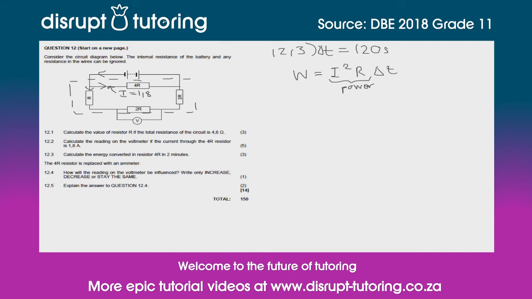Okay, so we know the current going through that 4R resistor. We were given it's 1.8 amps, so we can just sub that straight in. We know the resistance is 4 times R, which is 2, so that would be 8. And we know that the change in time is 120 seconds. So that gives you an energy of 1036.8 joules. And joules is the unit of energy.